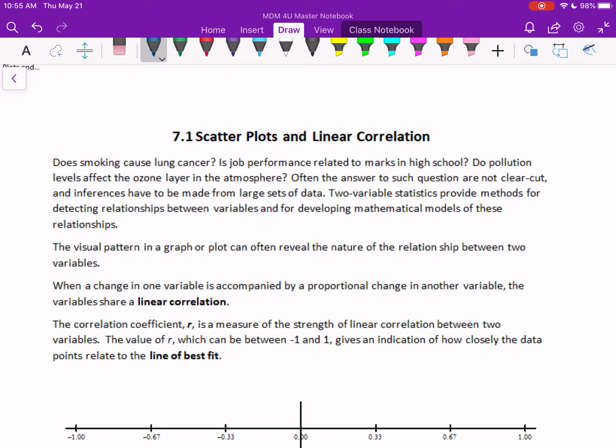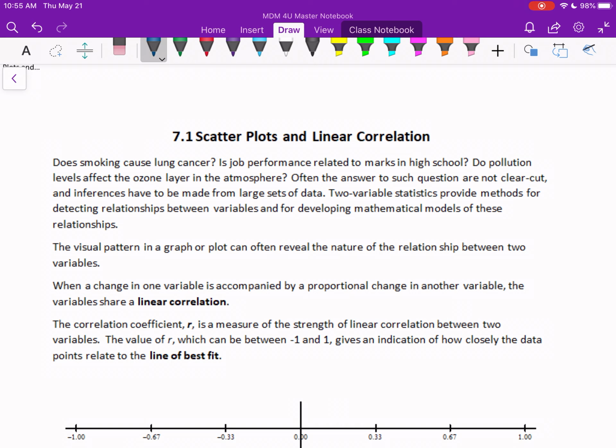Does smoking cause lung cancer? Is job performance related to the marks that someone got in high school? Do pollution levels affect the ozone layer in the atmosphere? These are relationships. Smoking and lung cancer, cause and effect, possibly, but maybe not even cause and effect. Is there more lung cancer with more smoking? Is there better job performance with higher marks? So we're looking at how these two different variables connect to each other and affect each other.